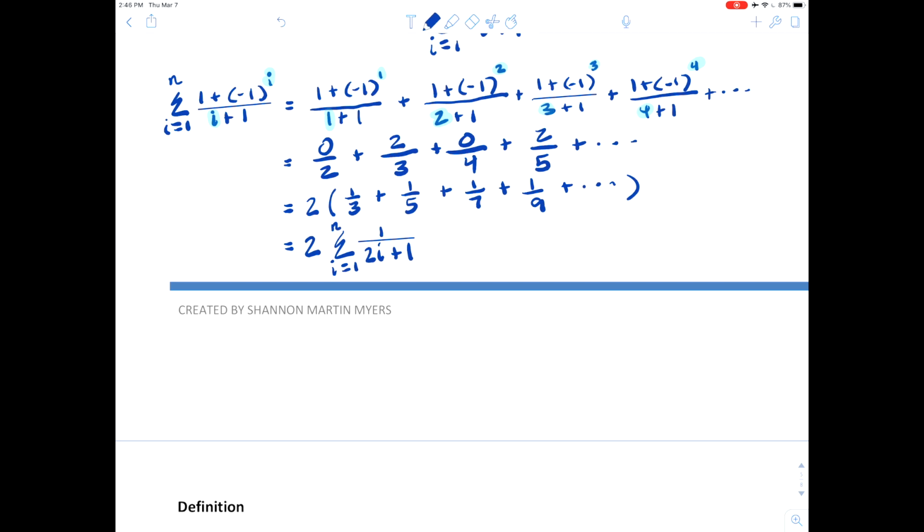So for I equals 1, what would we get? We get 1 over 2 plus 1, which is 1/3. For I equals 2, we get 1 over 2 squared plus 1, which is 1 over 5. Awesome. So do you see this one's working out? So that is our result. We can box that, and we're good to go.